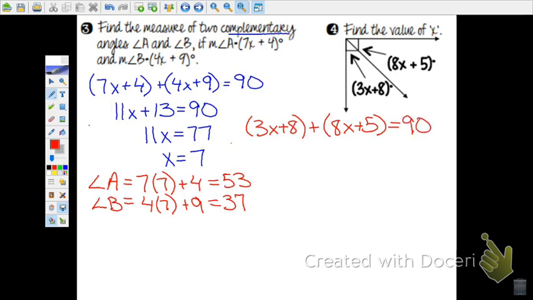Equal to 90. So I'm going to combine like terms. 11x plus 13 equals 90. Seen that before, haven't I? 11x plus 13 equals 90. So I know that x is equal to 7, because I already did the work on number 3. So we're done with that one. If you wanted to check your work, you could substitute it in for those two angles and see that they add up to 90.